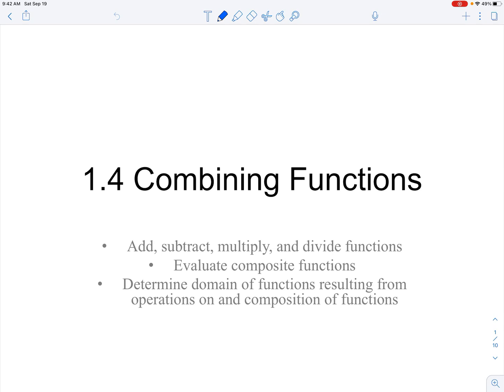So we're going to look at combining functions or creating new functions from performing some basic operations, so from adding, subtracting, multiplying, and dividing functions, and then also composing functions, so evaluating a function at another function, and then determining the domain of all of those resulting functions.